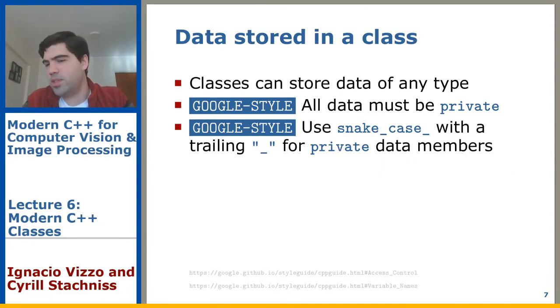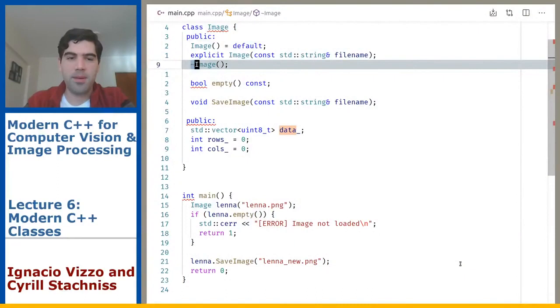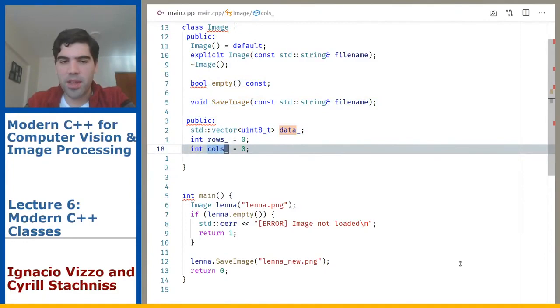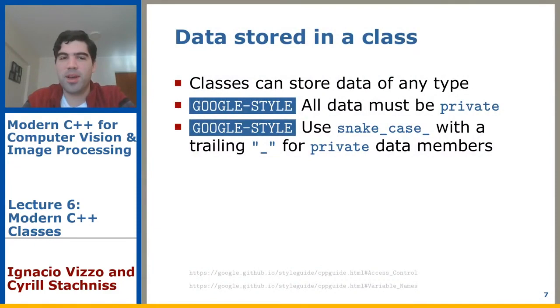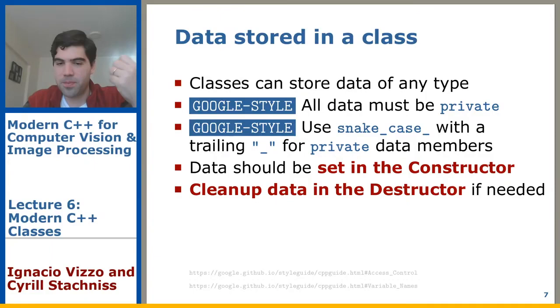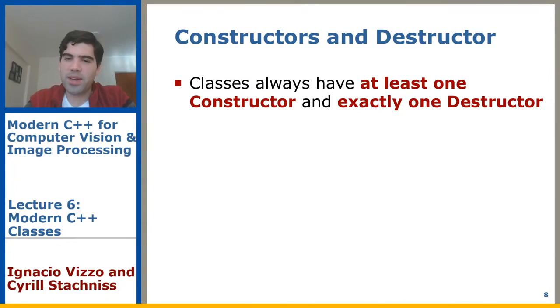This is how I also do it. You're not enforced to do it, but all the data members I will always write in small letters and with an underscore at the end. This way I know I'm talking about a data member, and all the data should be set in the constructor. This means whenever I construct an instance of the class, I need to populate all the data members inside the constructor and clean up in the destructor. So the classes will always have at least one constructor and exactly one destructor. You cannot have multiple destructors. There is always one destructor.